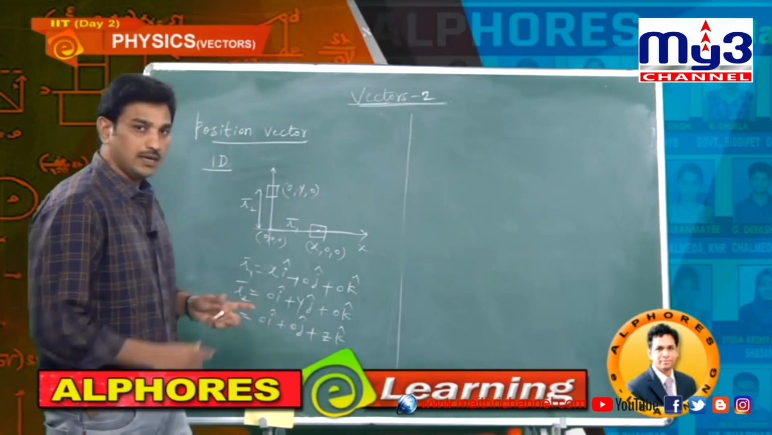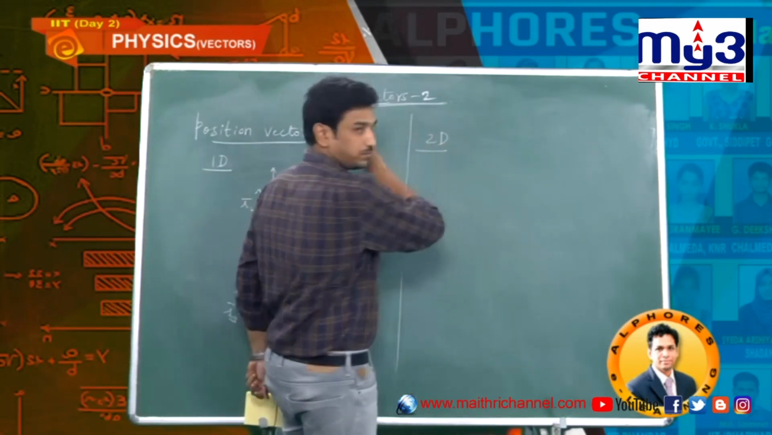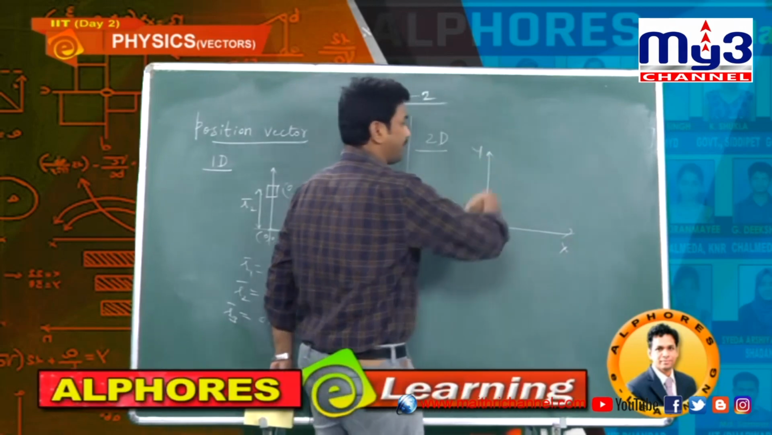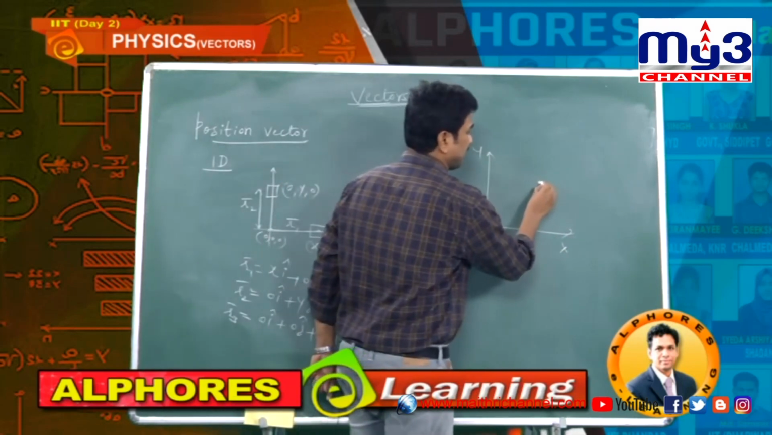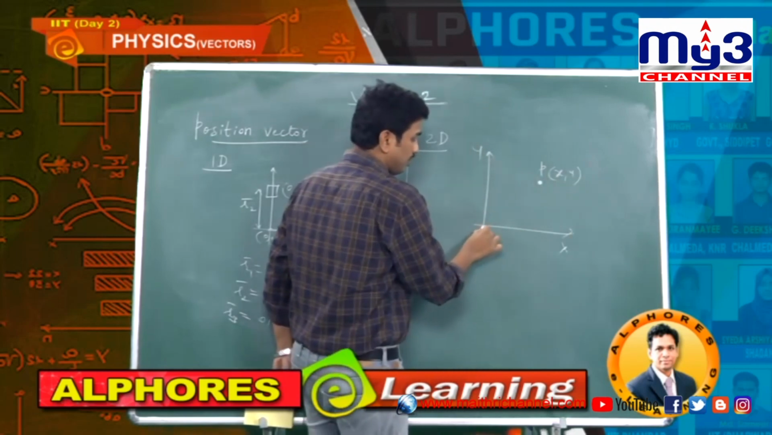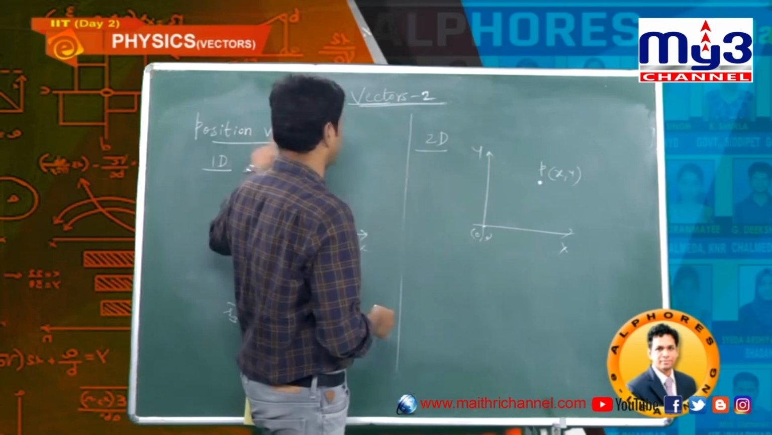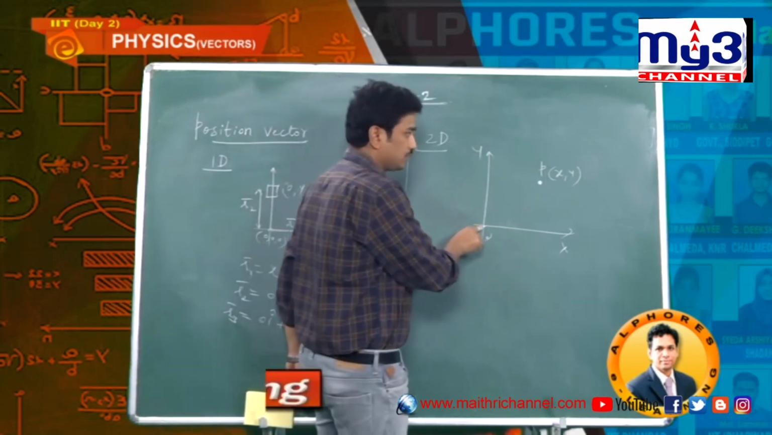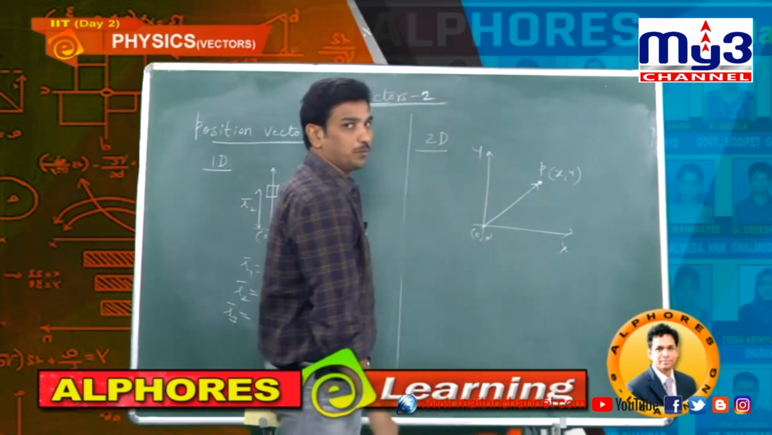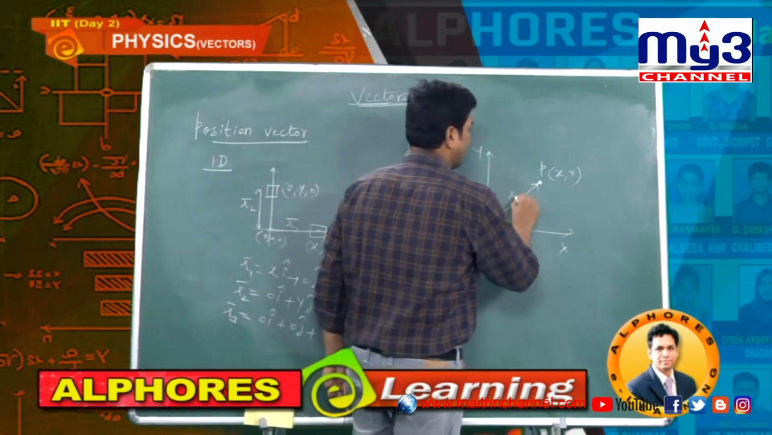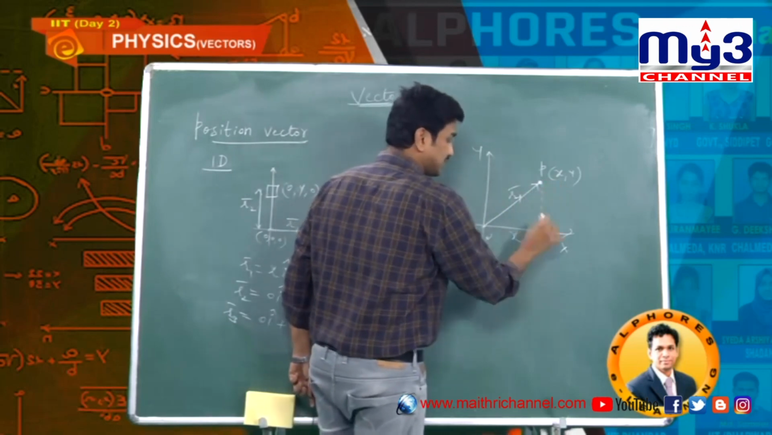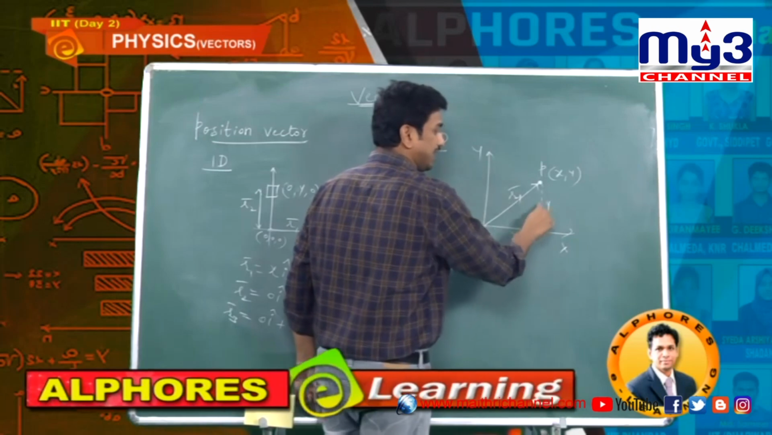Now that is 1D. Coming to 2D, the xy plane. Here is the particle or body at (x, y). From the origin, what is the meaning of position vector? From the origin, the line to the position of the particle is the position vector r bar. Let it be r1 bar. Now x is along the x direction and y along the y direction.